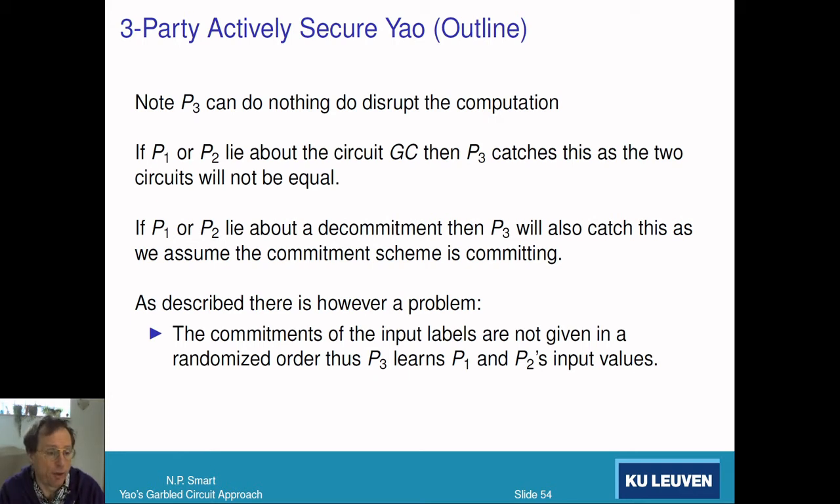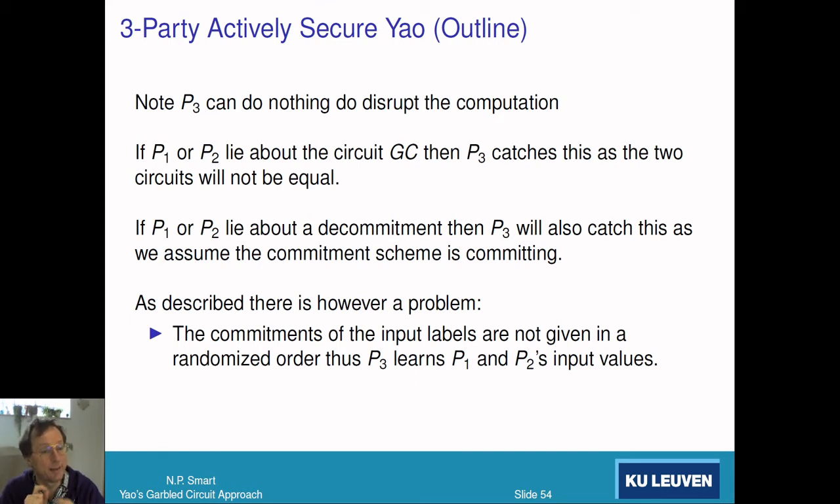Notice that P3 can do nothing to disrupt the computation. He just evaluates, so he acts a bit like the evaluator in the two-party protocol. Now, if P1 or P2 lie about the circuit, then P3 is going to catch them, because the two circuits aren't going to be equal. So P1 and P2 can't lie about the circuit. If P1 or P2 lie about a decommitment, P3 is going to catch this because the commitment scheme is binding, so they can't change their mind about a label later on.